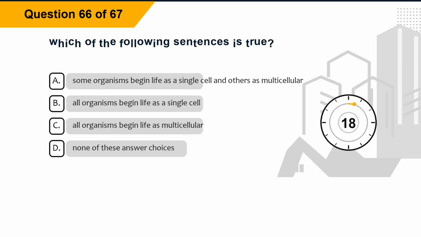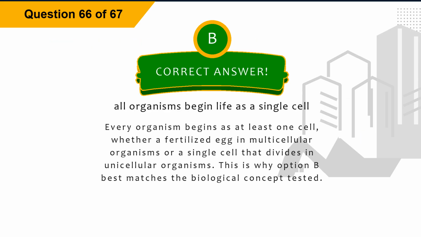Question 66. Which of the following sentences is true? Option A, some organisms begin life as a single cell and others as multicellular. Option B, all organisms begin life as a single cell. Option C, all organisms begin life as multicellular. Option D, none of these answer choices. The correct answer is option B, all organisms begin life as a single cell.